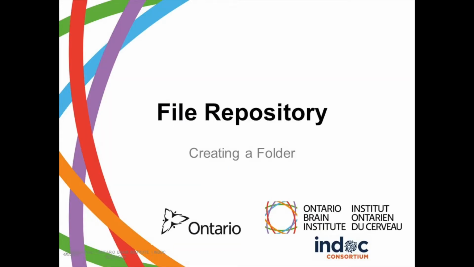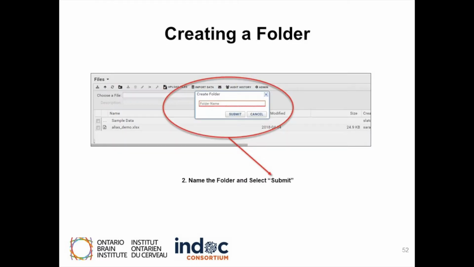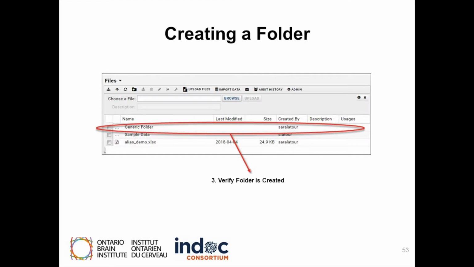How to create a folder in the file repository. To create a folder, select the Create New Folder icon. Then name the folder and select Submit. You can now verify that the folder has been created.